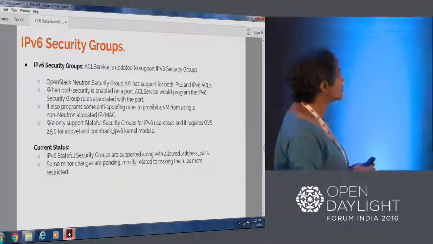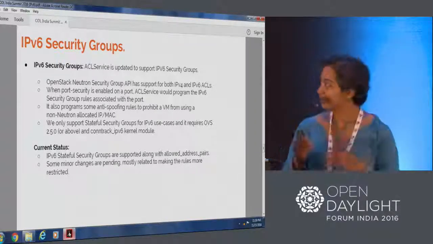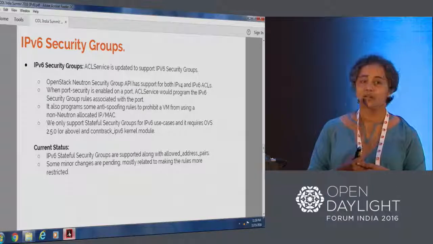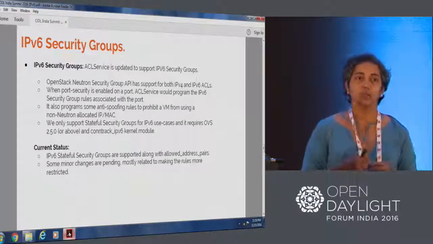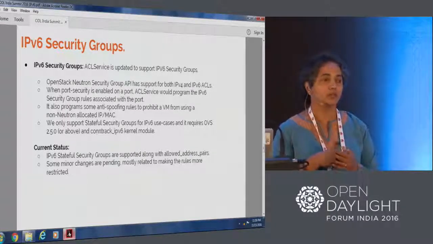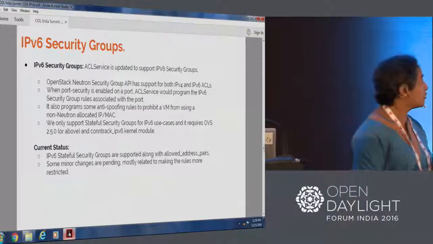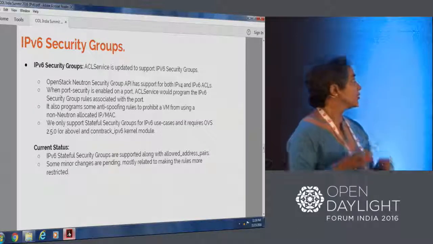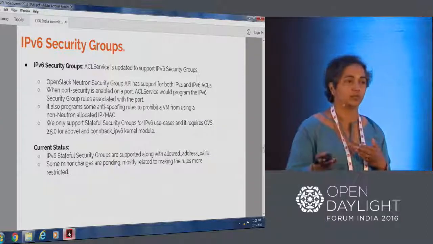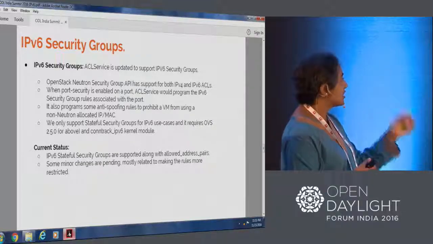There is support for anti-spoofing rules. While we are not as strict as the default OpenStack implementation, maybe Sridhar, who has worked on the OpenStack implementation as well, could give some more details, we are not today as strict as the Neutron restrictions for host-to-host communication. But we do have some amount of anti-spoofing rules to prohibit a VM from using any IP or MAC that has not been allocated to it by Neutron. And we only support stateful security groups.